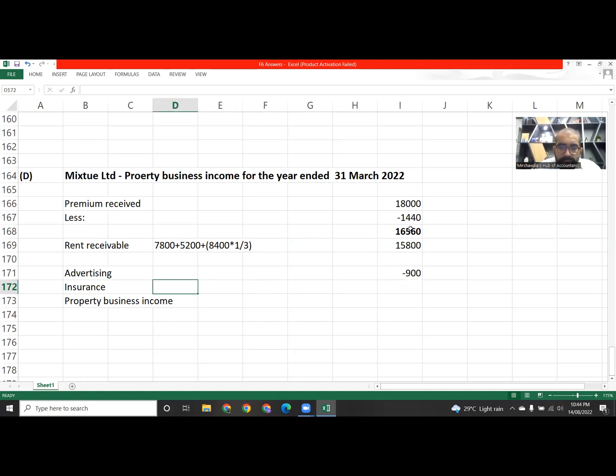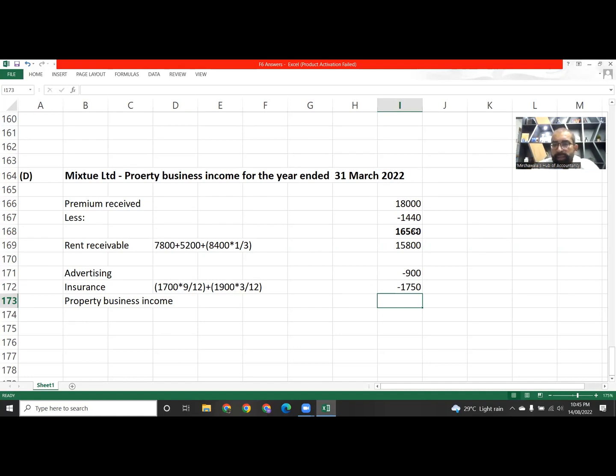How to calculate insurance? Look here. For insurance, the first 9 months is 1,700 times 9/12, bracket close, then plus the second number, 1,900 times 3/12. 1,900 times 3 divided by 12. This will come out to be 1,750. So these two are the allowed expenses.